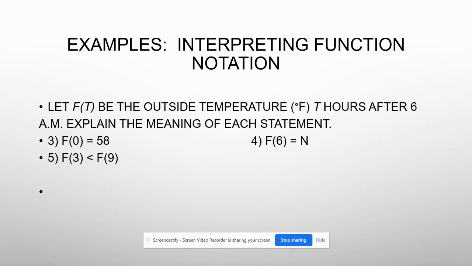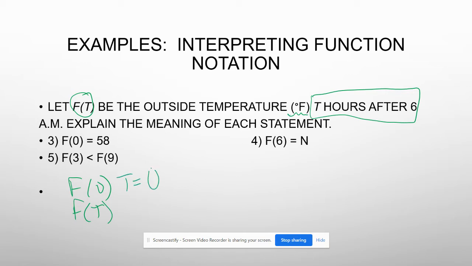Interpreting function notation. So we're talking about a function where the outside temperature in degrees Fahrenheit, t hours after 6 a.m. So what do each of these mean? Well, f of 0 was f of t, t hours after 6 a.m. So t here is 0 hours after 6 a.m.